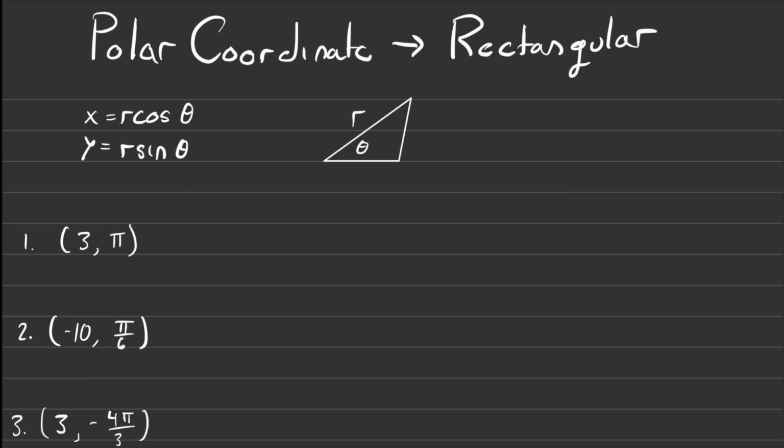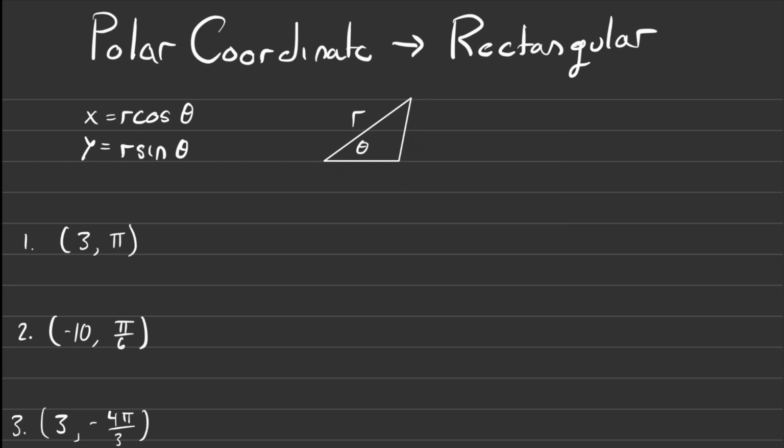So if we take r multiplied by cosine of theta, we'll get the adjacent side. The adjacent side would correspond with the x coordinate, and consequently the opposite side will correspond with the y coordinate. So that's why it works.